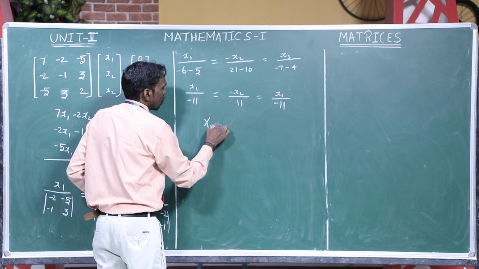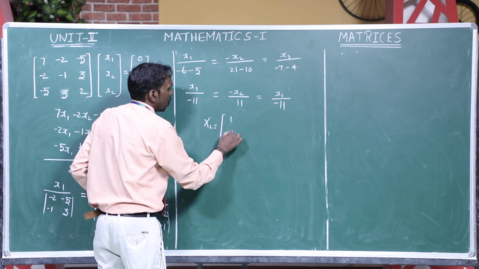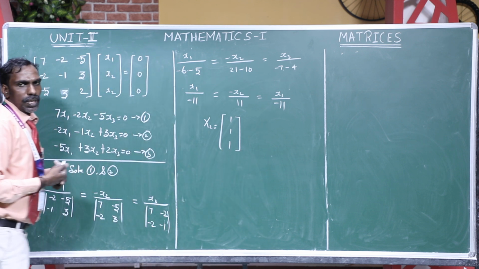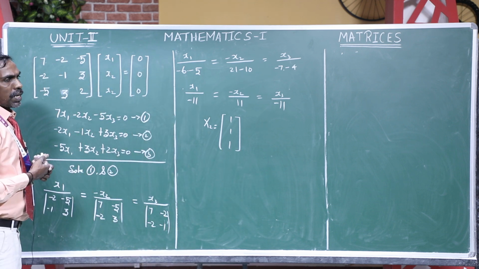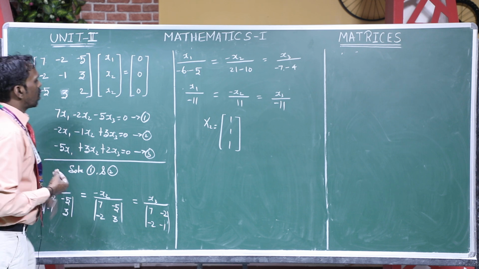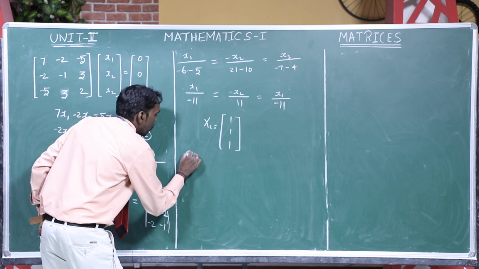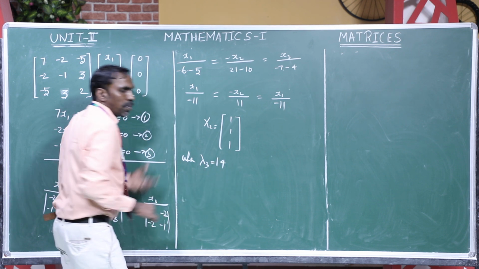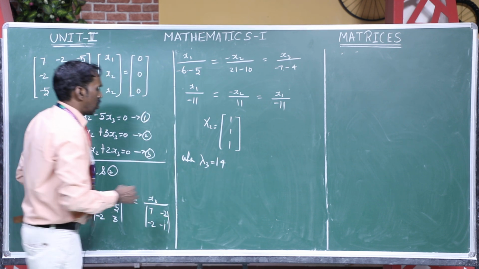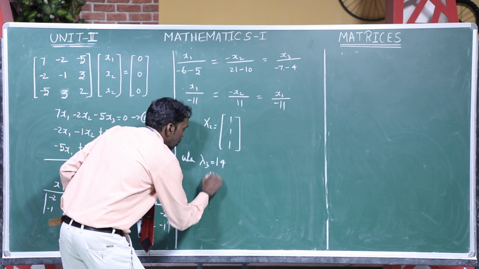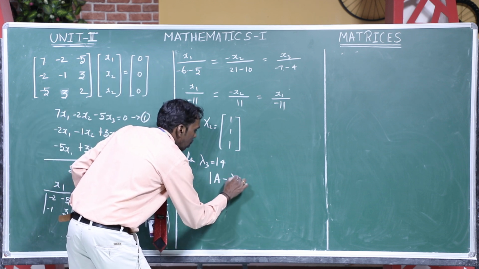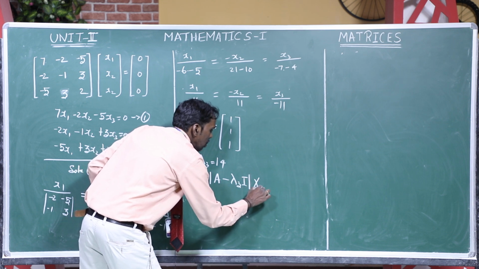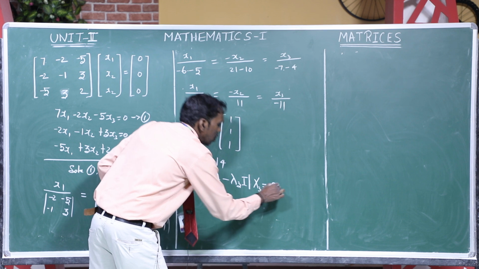What about your vectors? So here 1, 1, 1. So this is our x2 vector. The next we should find out lambda 3. What is lambda 3? Lambda 3 here is 14. Just substitute the same way. So our case is when lambda 3 equals 14. What is the formula I have to use now to find the vectors? So A minus lambda 3 I, into X3, equal to 0.